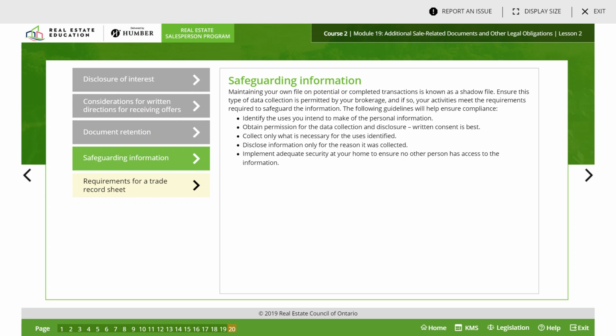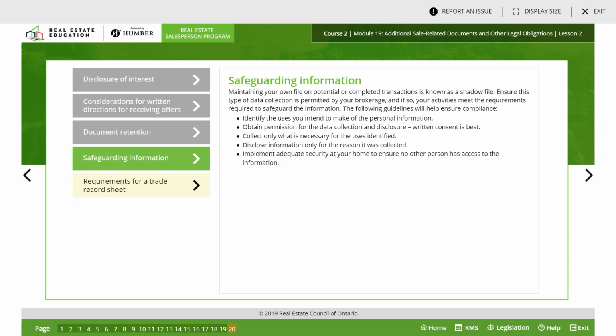Safeguarding information. Maintaining your own file on a potential or completed transaction is known as a shadow file. To ensure this type of data collection is permitted by your brokerage, and if so, that your activities meet the requirements to safeguard the information, the following guidelines will help you ensure compliance.